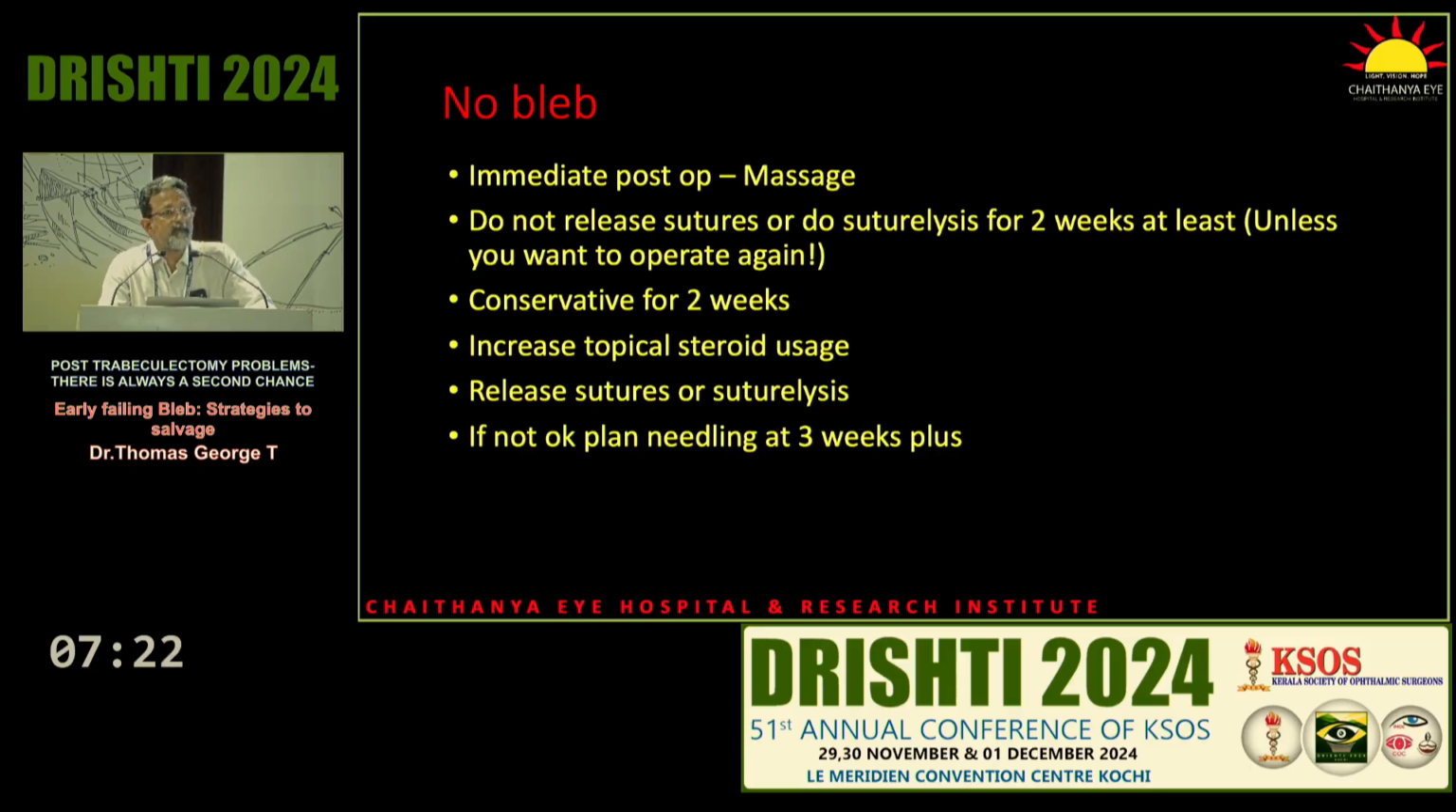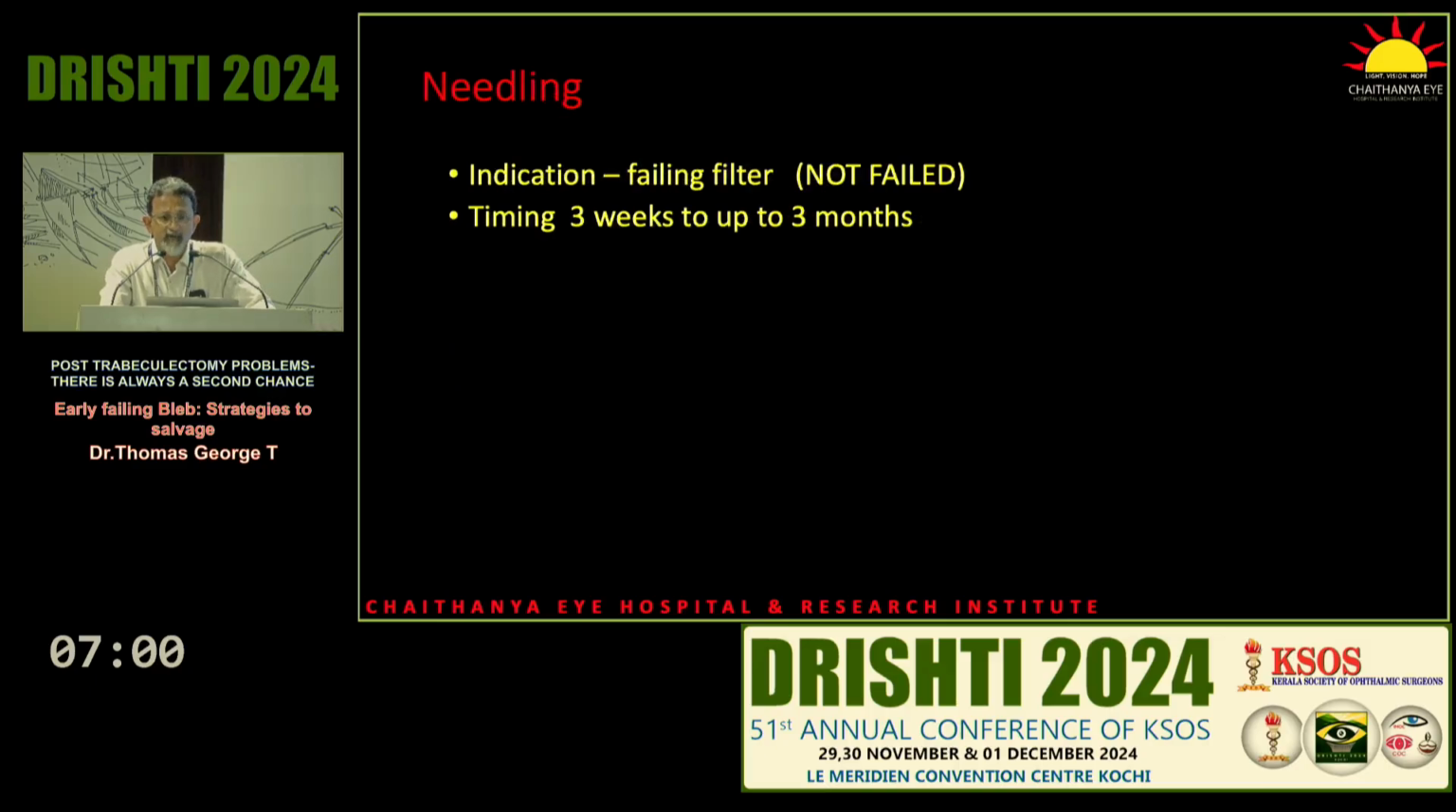In the meantime, we can use more of topical steroids and try to reduce the inflammation to slow down the scarring process. And if even after suture lysis or releases, the bleb is not forming and the IOP is not controlled, we need to plan on needling. Needling is for ideally a failing filter, though it will work for the failed filters if done much later also, but it works best for a failing filter.